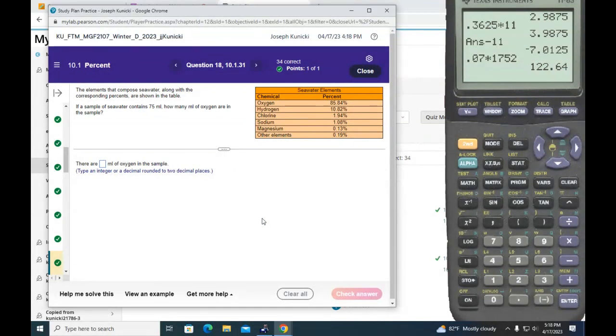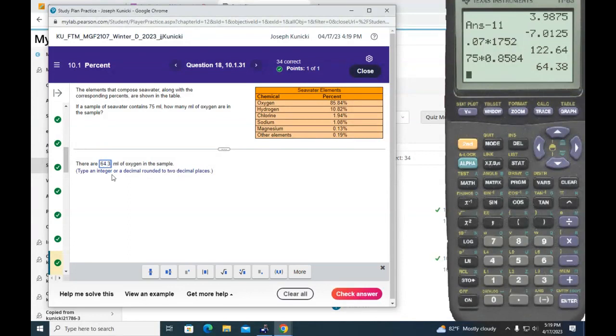So here's chemical elements that are percentages by weight or mass, whatever, or volume. So it's volume. And the whole container has 75 milliliters. So how much is oxygen? Well, it's 85.84% of 75 milliliters. So I multiplied that decimal, and they want it to 2 decimal places, so I don't have to change anything. 64.38 milliliters.